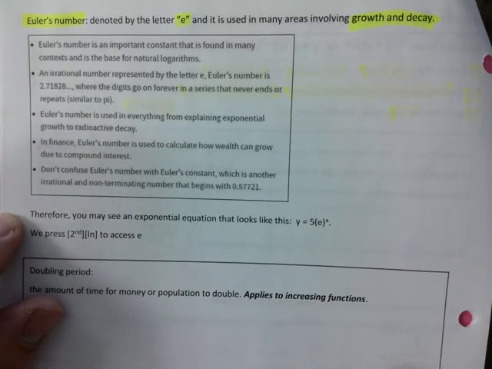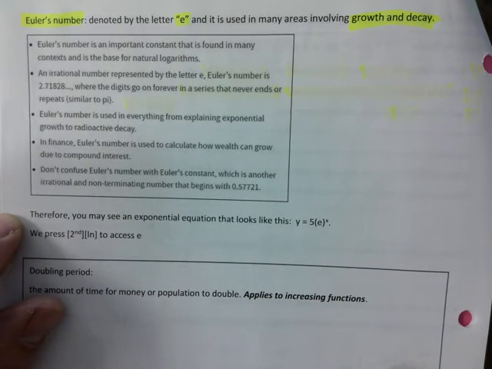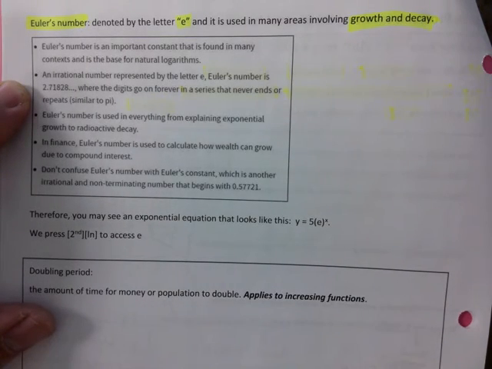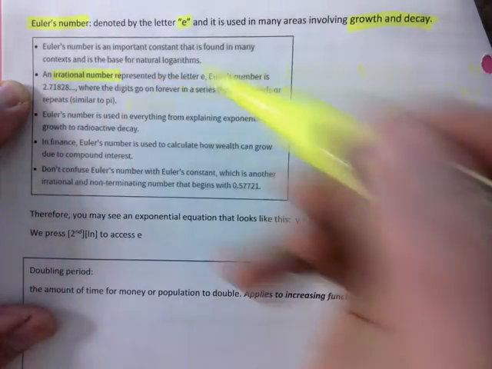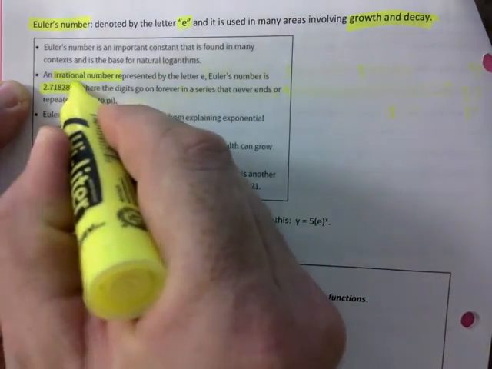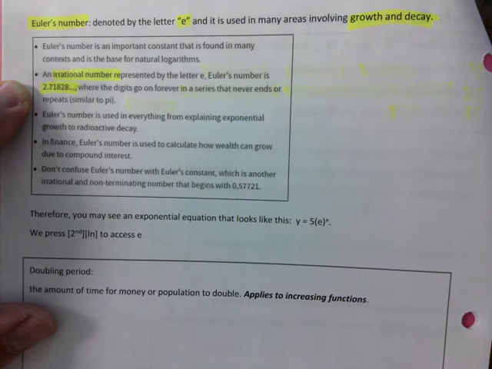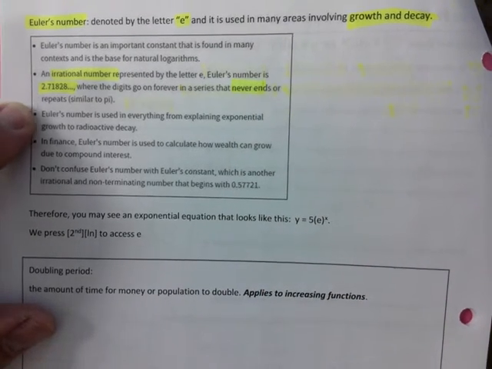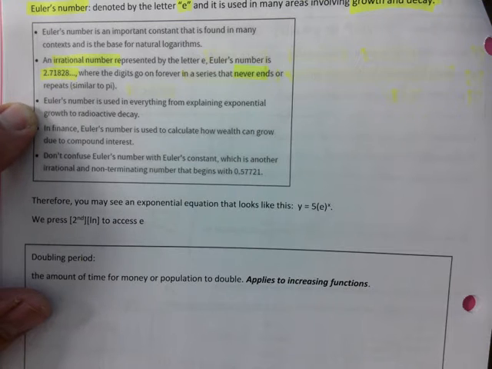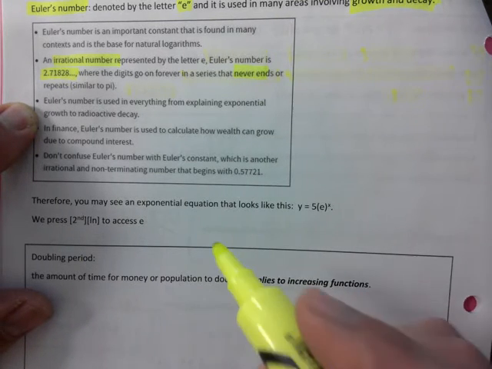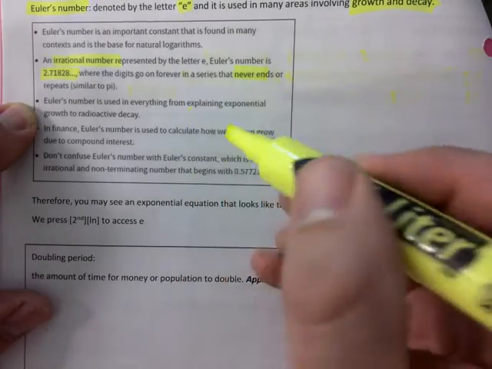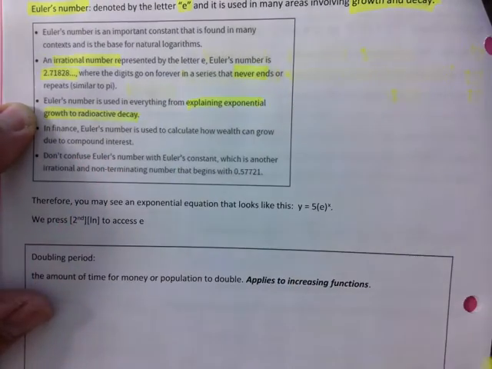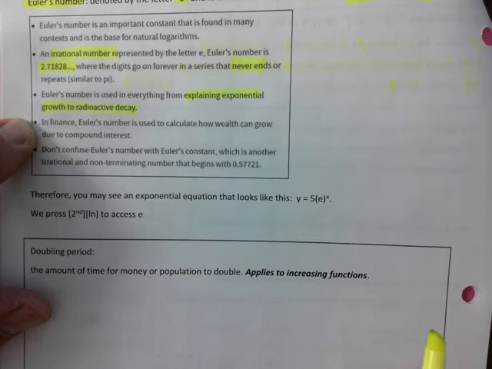I'm not going to go into why and how this number came up. If you want to research that, you go for it. But it is similar to pi. It's an irrational number, and the number is 2.71828, and it never ends. Just like pi, it never ends. Euler's number is used in everything from explaining exponential growth to radioactive decay, right? So if you want to look it up, you go for it.